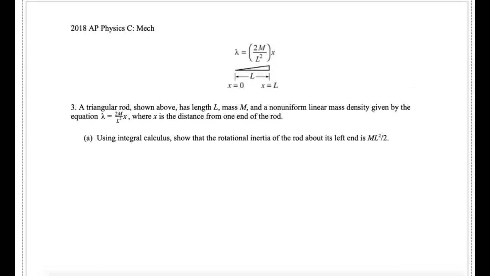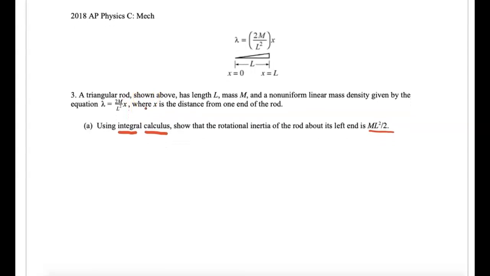Hey, this is Horner, and this is the 2018 AP Physics C Mechanics problem. And I like this problem because you have to use integral calculus in order to show the rotational inertia of something. So this is commonly done on the AP test. I know we've done one already like this, but this one's a little bit different, so you'll kind of like this one.